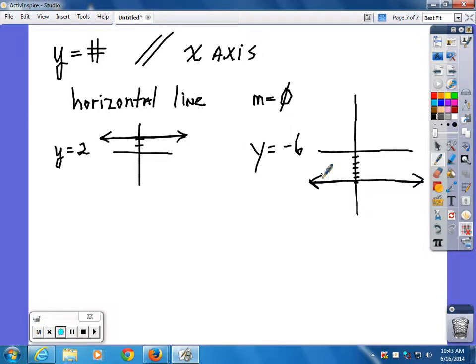Now the difference between these problems and y is equal to mx plus b is that y is equal to mx plus b has a number, then it has x, then it has another number, and it has a y in front. This is just y is equal to a what? Just a number. No x, no b, no anything. If y is equal to a number, then you have no slope, and it is a horizontal line.